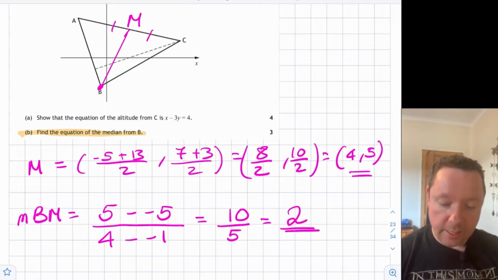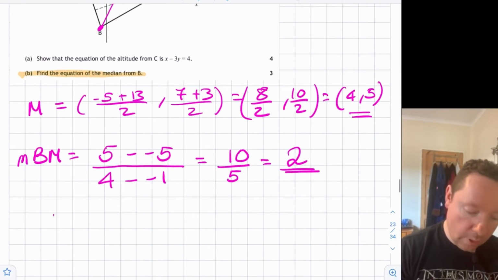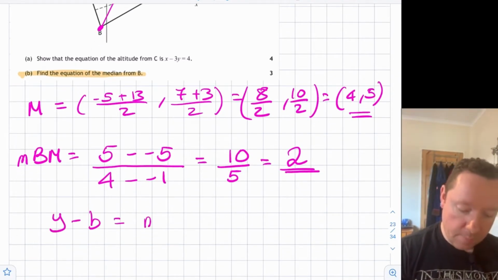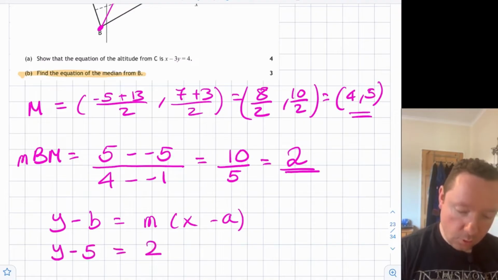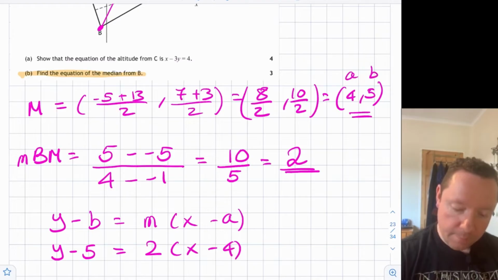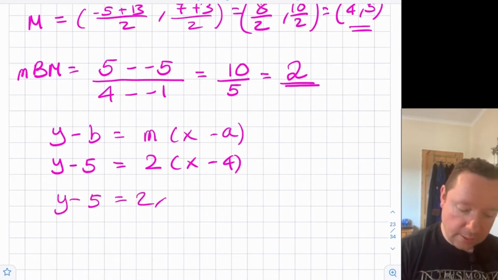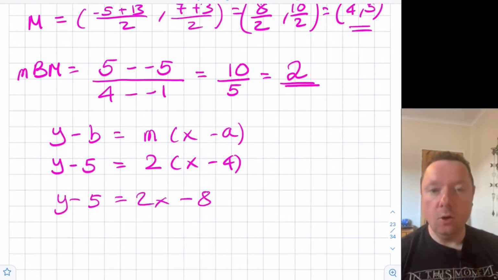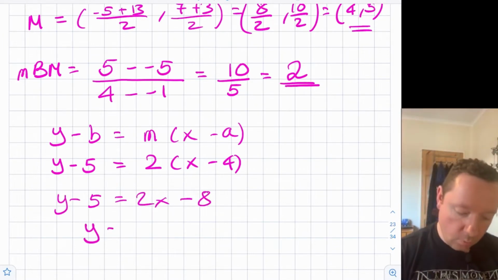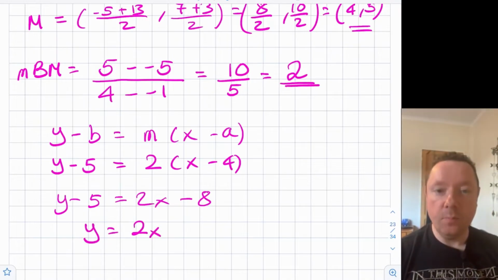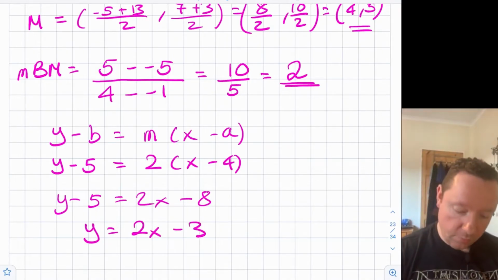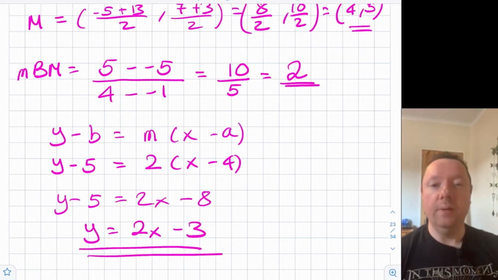We've now got a gradient and a point. So we can use y minus b equals m(x minus a). y minus 5 equals 2(x minus 4), using our point M that we just found out as our a and b. y minus 5 then is 2x minus 8. Or to put it in the normal straight line format, y equals 2x minus 8 plus 5, which is -3. We've now got the equation of our median, and we're done.